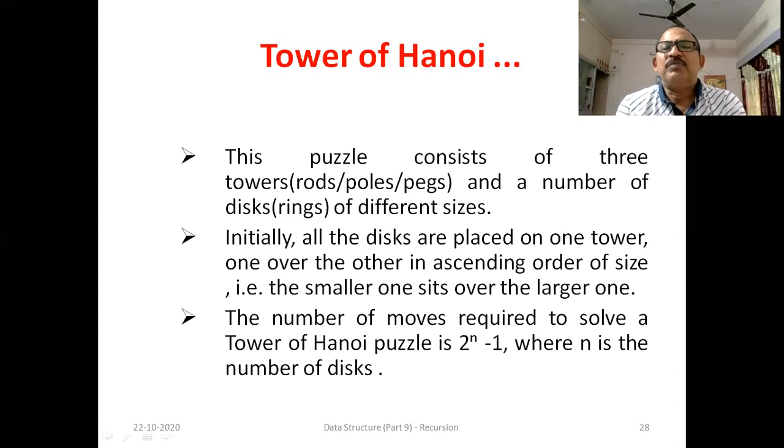This puzzle, this game, consists of 3 towers, or you can say rods or poles or pegs, and a number of discs of different sizes. Initially, all discs are placed on one tower, one over the other in ascending order of size. That is, the smaller one sits over the larger one. The number of moves required to solve a Tower of Hanoi game is 2 to the power n minus 1, where n is the number of discs.